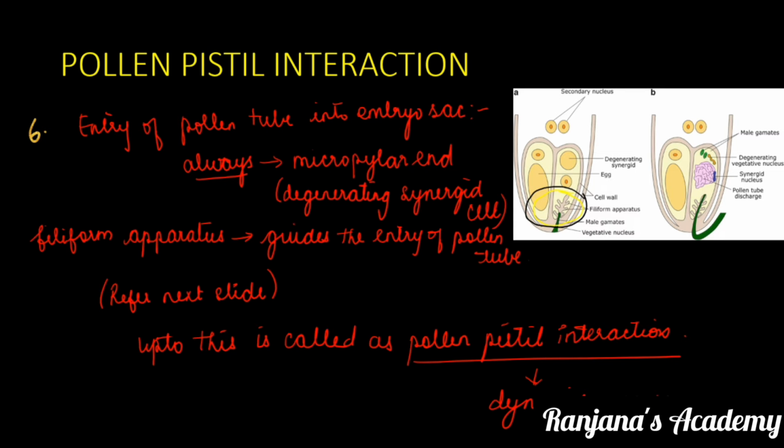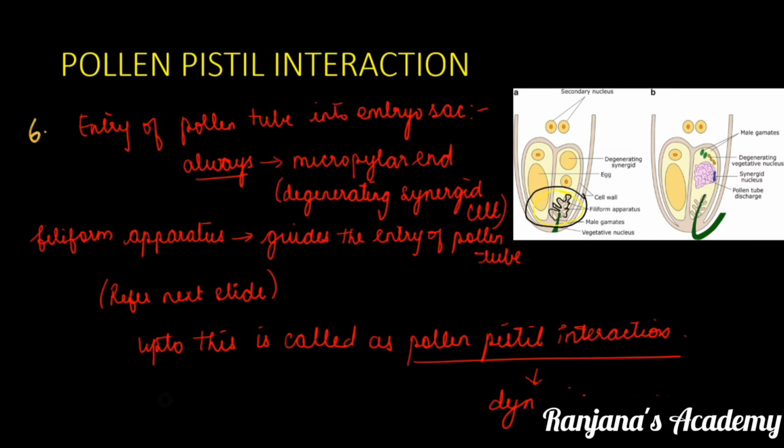Filiform Apparatus, which are finger-like. You can see some extensions, some projections here like this. Now these are the Filiform Apparatus. They are called the guide. They are going to guide the entry of the pollen tube even further to reach the female gamete, so that they will welcome the male gametes and say, okay, your female gamete is here, you're going to go over there. So it's going to show us the direction of the path. Okay, so up to this is called pollen-pistil interaction.